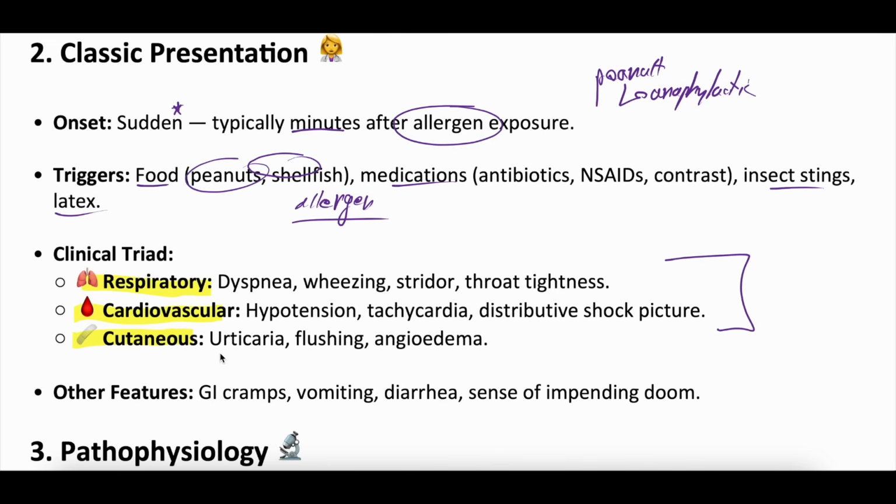Other features here beyond the clinical triad, which is really important to not forget, is the GI symptoms. Abdominal cramping, vomiting, diarrhea, because GI symptoms, again, are part of that anaphylactic collection.